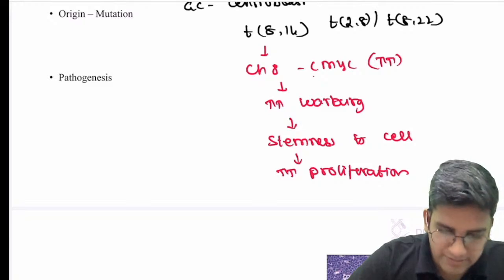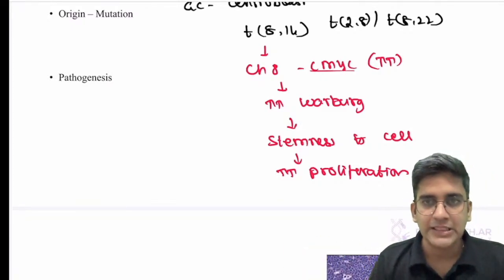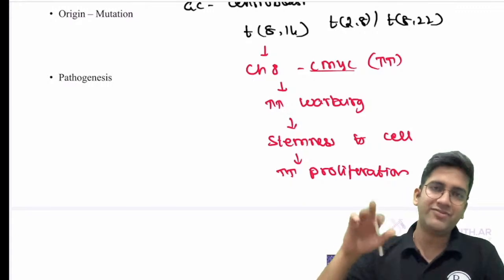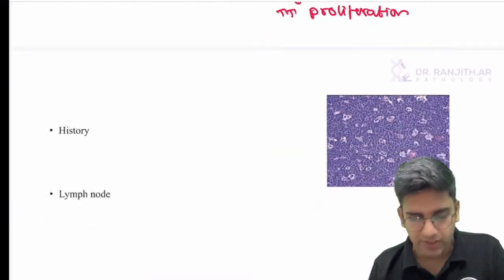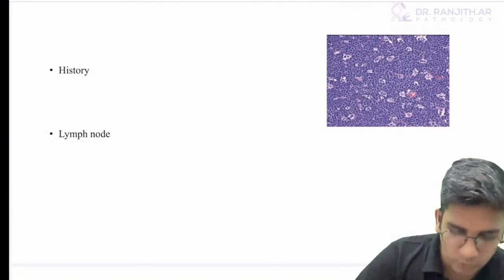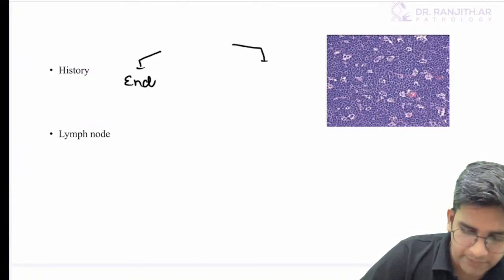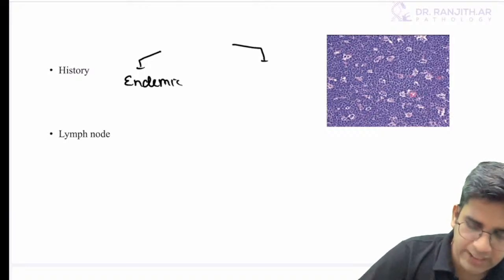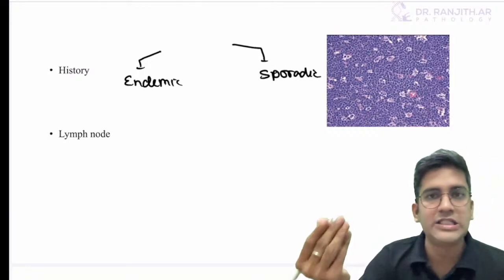But CMYC or MYC, anything is fine, but that's very, very important for us. C is cytoplasmic expression. I have CMYC, I have NMYC. Just remember MYC, that's enough. Now history. History is where I want you to divide them and write them as endemic Burkitt's lymphoma and sporadic Burkitt's lymphoma. But both of them will be predominantly seen in children.